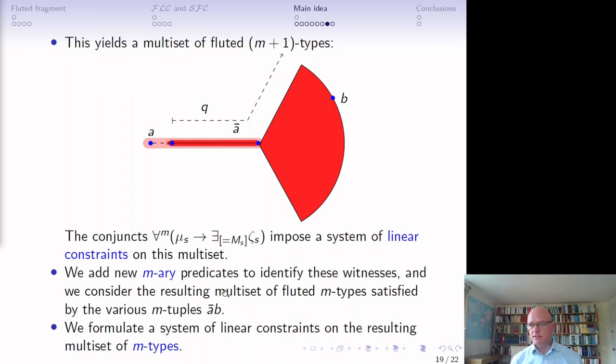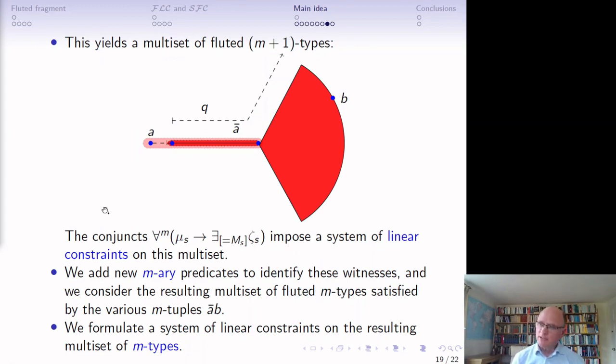The idea behind the reduction is that we introduce new arity-m predicates to identify these witnesses. More precisely, the new predicates relate the m-1 tuple A bar to the witnesses B. Thus, A bar, which is an m-1 tuple, is associated with a multiset now of fluted m types, just as a bar is associated with a multiset of fluted m+1 types. And the work of the proof is to formulate a corresponding system of linear constraints on the multiset of fluted m types, depicted in dark red, such that any m-1 tuple A bar in a structure for which these conditions are satisfied can be expanded by interpreting various m+1 predicates in such a way that the multiset of fluted m+1 types corresponding to a bar satisfies the original constraints.